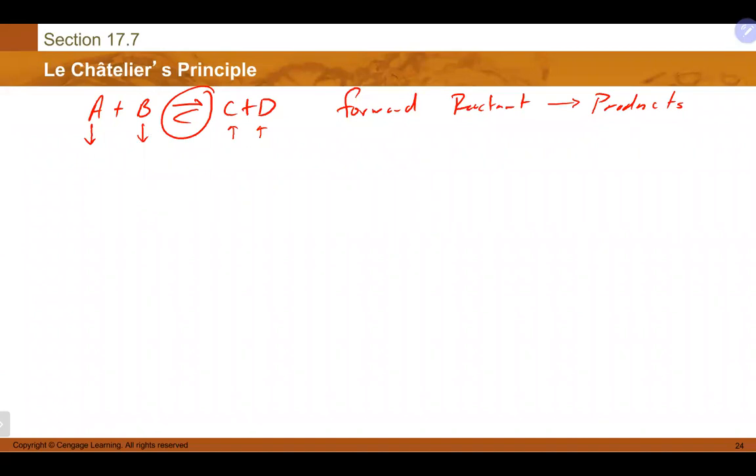At some point, there will be a sufficient amount of products that have been made, and what will happen is the reverse reaction will kick into place. That is when those products will recombine and go back the other way and make more reactants. And at that point, we will have a continual process of reactants going to products, and products going to reactants, until what is reached is what is referred to as chemical equilibrium.